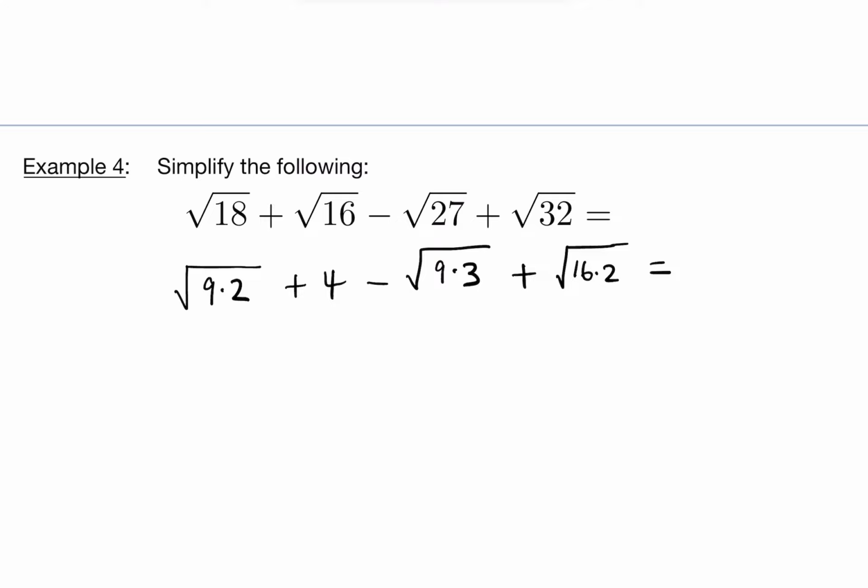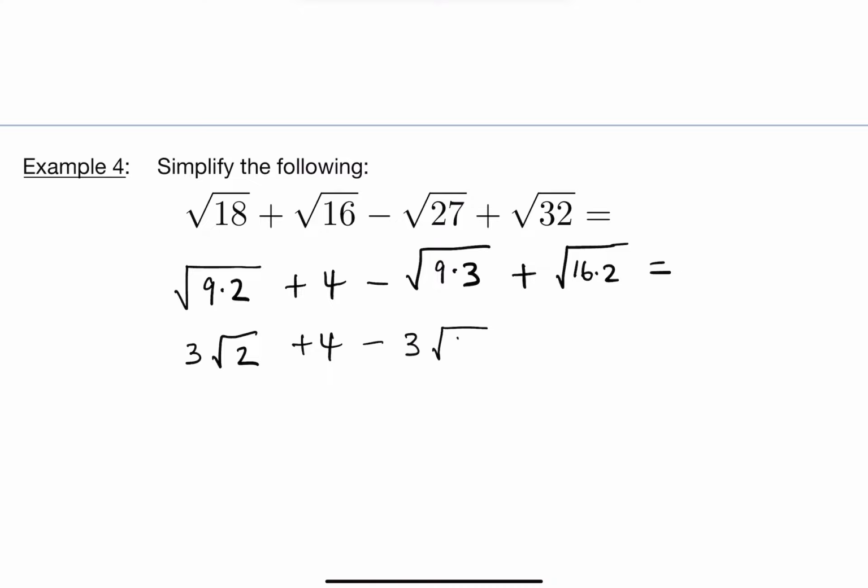All right, so now we've got square root of 9. That works out to 3, so that could be pulled out. The 2 stays underneath the radical sign, plus 4, so nothing to do there. Minus, we have a 9 underneath the radical sign. That is a perfect square, so we could pull that out, and that works out to 3.